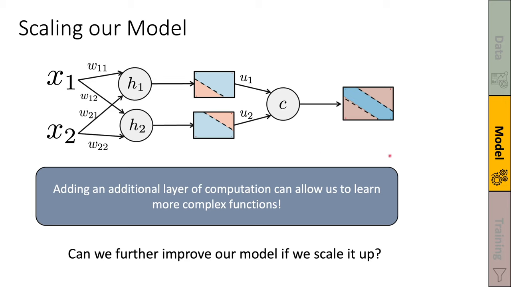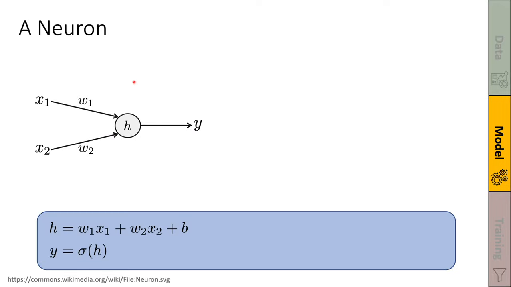And now the question is, how much further can we do this by scaling it up? And for this, we take a step back and start at the beginning. Let's look at one neuron. This is something we've already seen in the previous section as presented by Mohammed. We have two inputs, weights on each of these inputs, and then combine them with a sum and a bias.